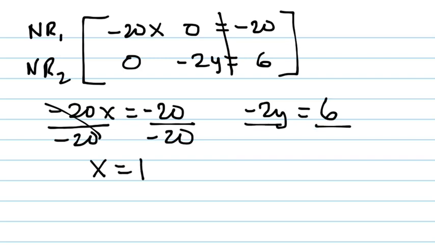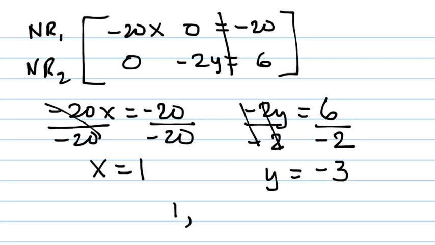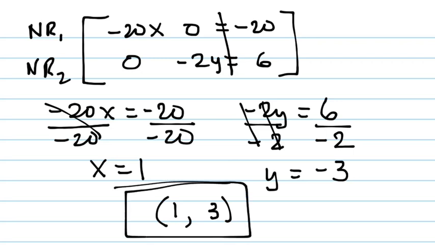The opposite of multiply by negative 2 is divide by negative 2. So negative and the 2 divide away. That gives me y equals negative 3. Notice that my x and my y are by itself. So I just write the answer in the form of an ordered pair. And I'm done. So there's your answer. Positive 1, negative 3.